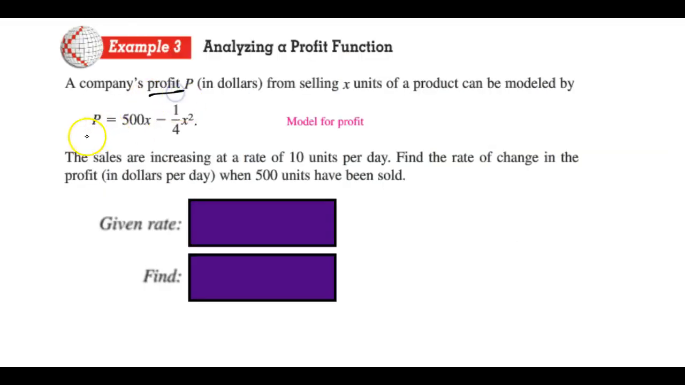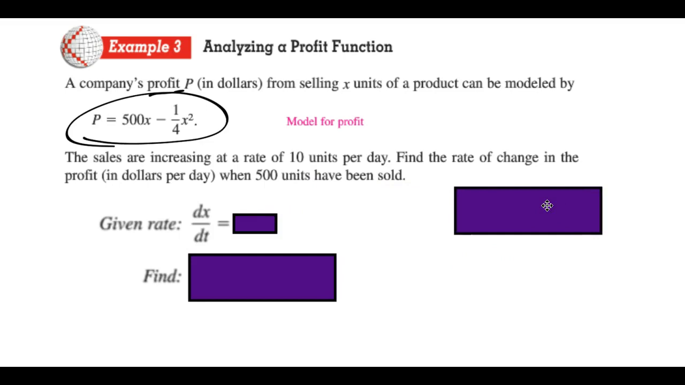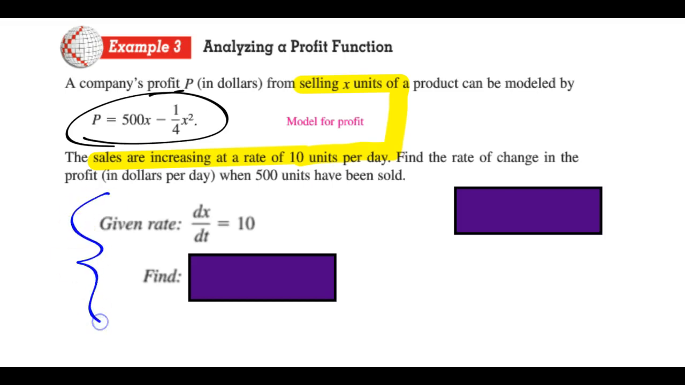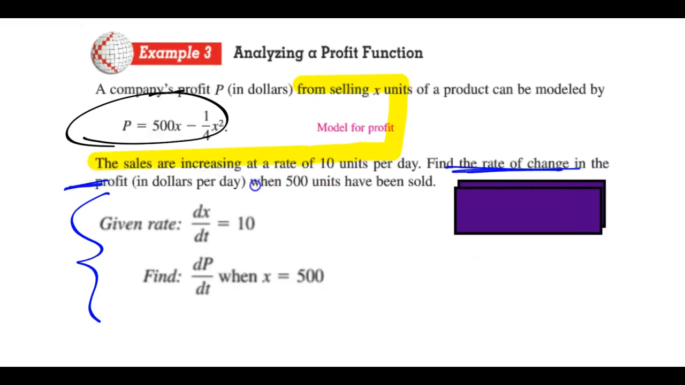So speaking of profit, here's a profit formula, and the given rate is going to be that dx/dt. x is the number of units sold, and they give me dx/dt right here: sales increasing at a rate of 10 units per day. So those are the units per day. So you can put that together, then I can say, oh, I think that's going to be a 10. Sometimes students have a hard time figuring out what they're trying to find, but I would recommend that you just write these statements: what's given and what are we trying to find? It says find the rate of the, well, of course, that's dP/dt when x is 500.